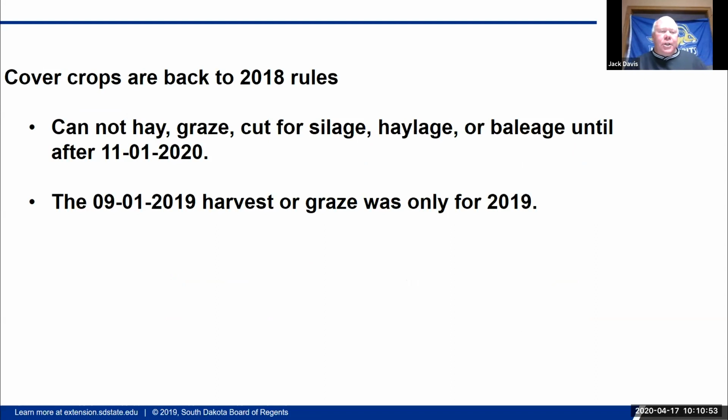Now, this is the change that people may not be aware of or may not want to be aware of, but we go back to the 2018 rules. And we cannot hay, graze, or cut for silage, haylage, baleage until after November 1st. In 2019, with the nationwide spread of prevent plant, that was changed to September 1st, and it could be harvested after September 1st. That is not eligible as of now for 2020, and I would not look for that to come about. Senator Thune had introduced a bill to change it to 90 days after the final plant date nationwide, but that was on March 12th when that bill got introduced and was in committee. So I suppose nothing has happened to it since then.